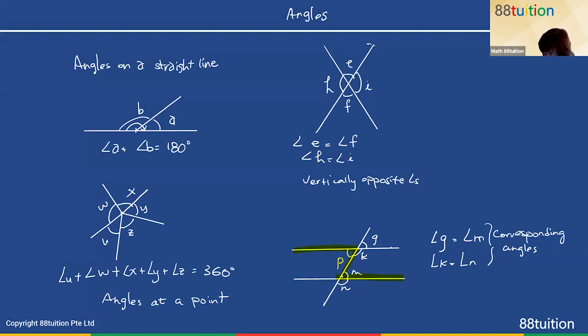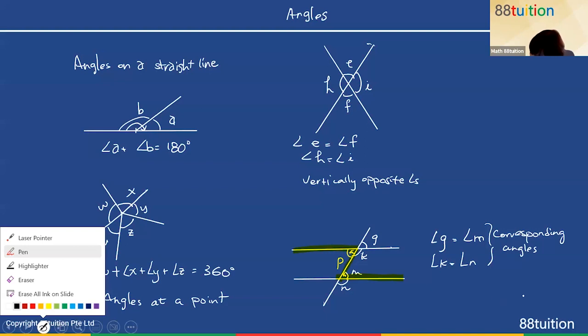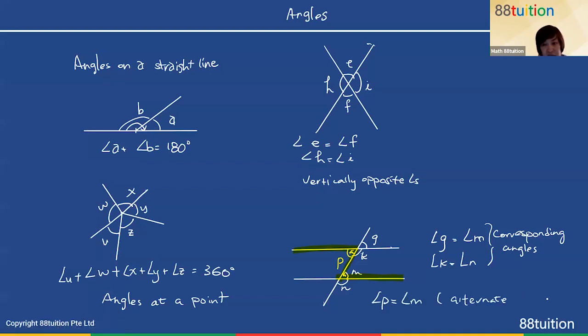Now, this P and this M must be equal. We call them alternate angles. Okay, I repeat, angle P is equal to angle M. We call them alternate angles. Okay.